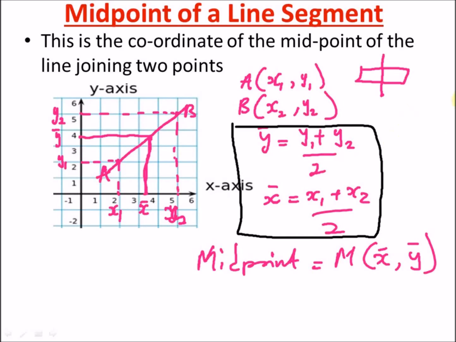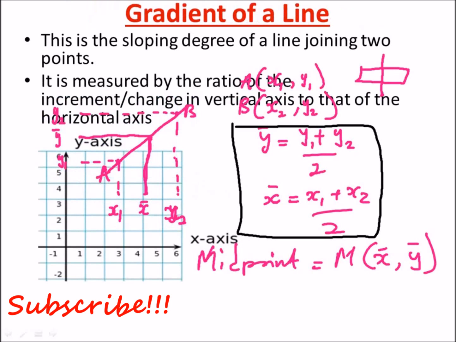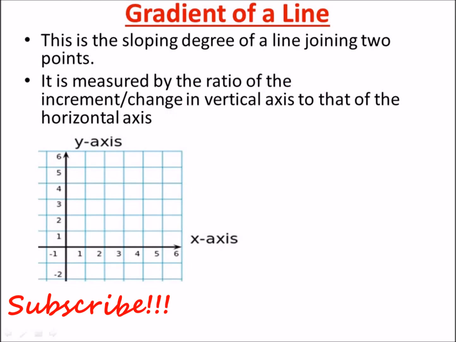Let's go to the next thing to find in coordinate geometry, which is the gradient of the line. To get the gradient of a line is just the sloping degree of a line joining 2 points. Let's draw the line again.